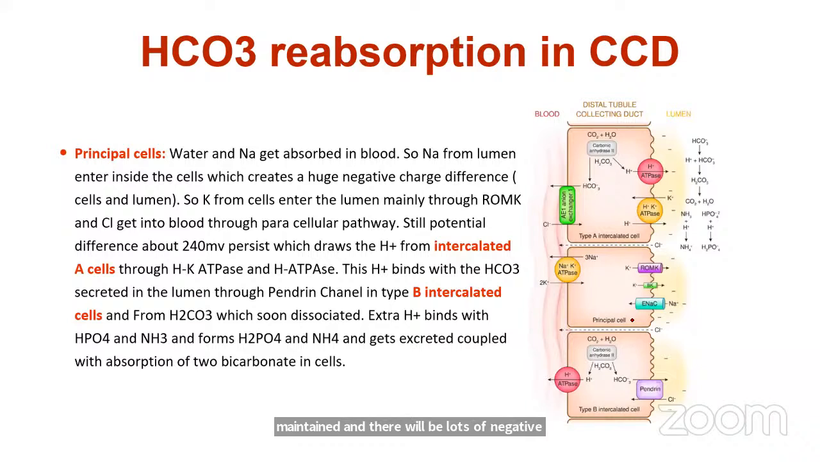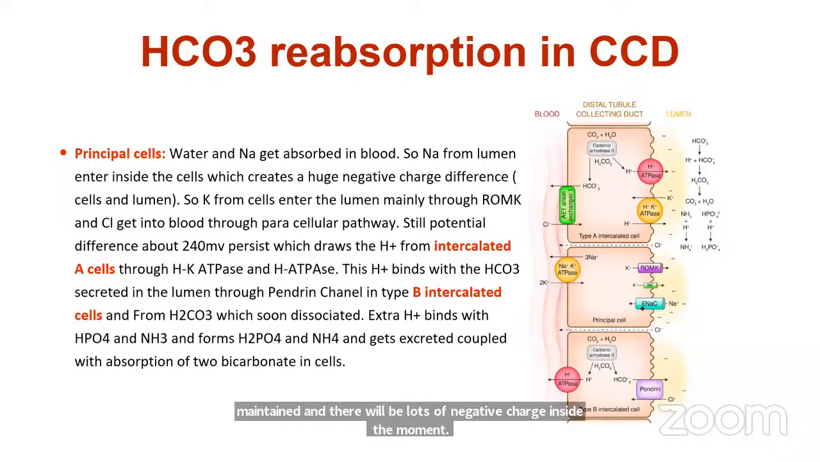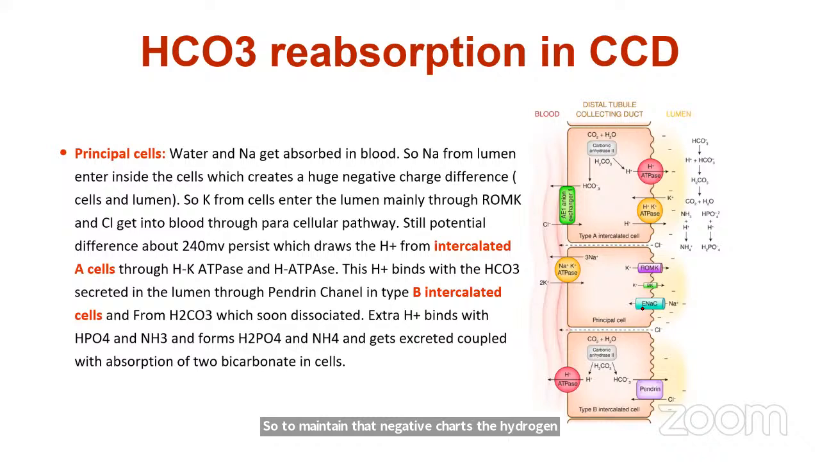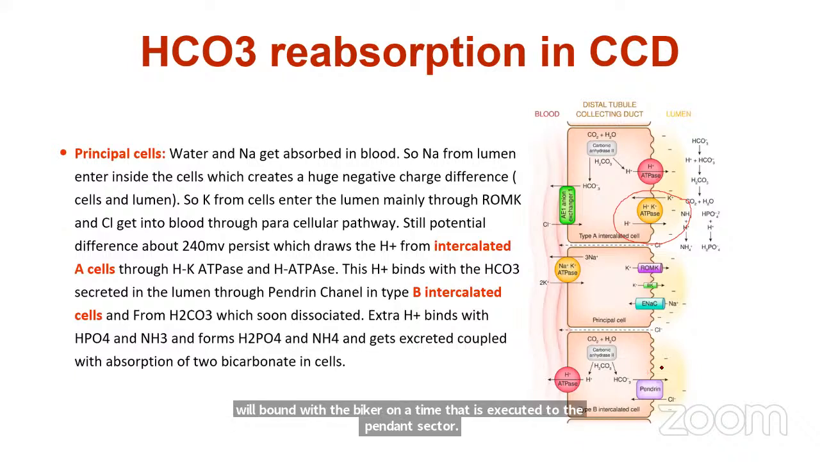So to balance that negative charge, the hydrogen ion will get excreted into the lumen through the intercalated A cells, the hydrogen potassium ATPase channel. Because of this, hydrogen as well as potassium will get excreted through the kidney, and there will be absorption of the sodium as well as the water. So this is the basic mechanism of the mineralocorticoid hormone, and we'll be discussing that later on. And this hydrogen ion, which is excreted into the lumen, will bind with the bicarbonate ion that is excreted through the pendrin channel in the intercalated B cells.